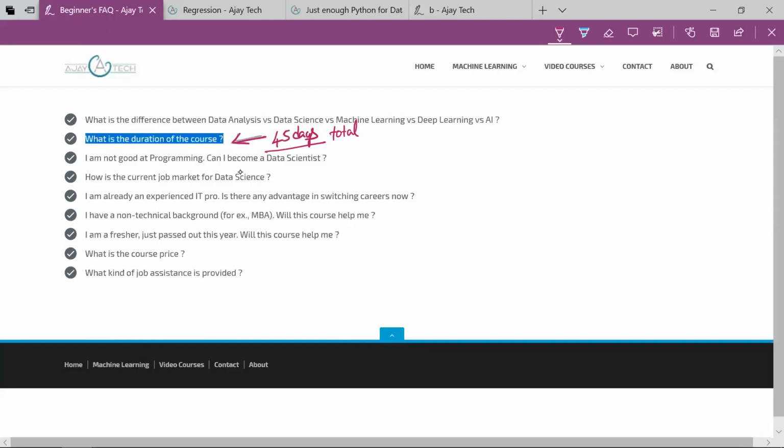Next thing is, I'm not good at programming. Can I become a data scientist? We have covered that in detail. Yes, you can be, but you need to have some level of programming. You don't need to be an expert.